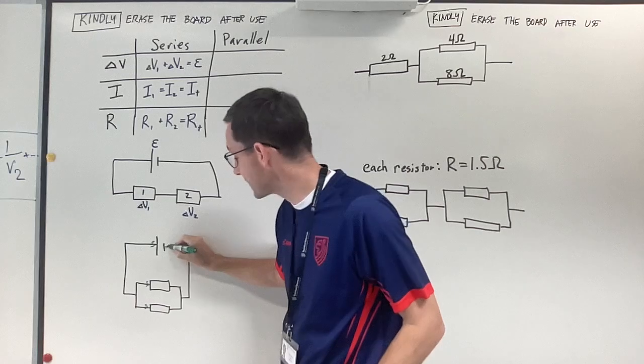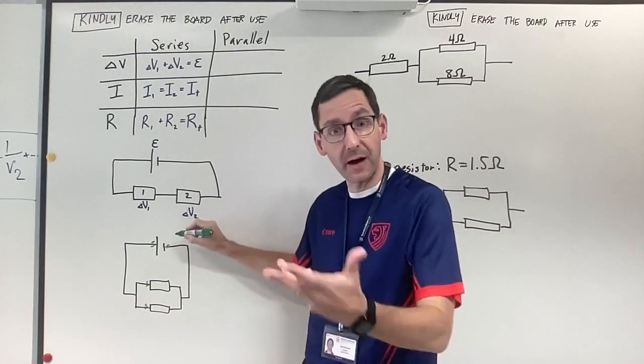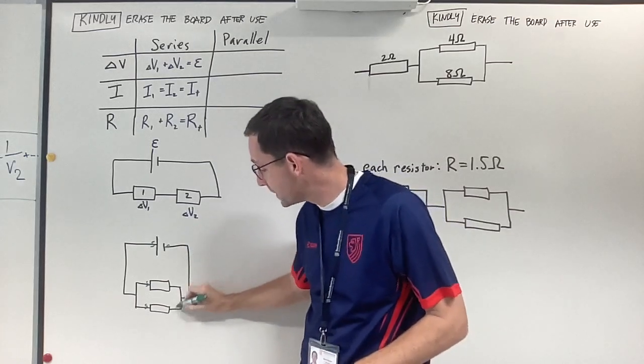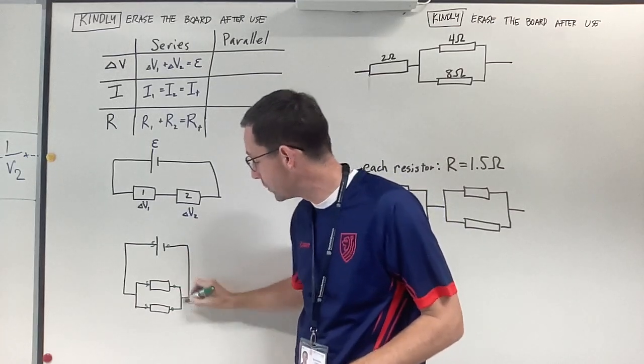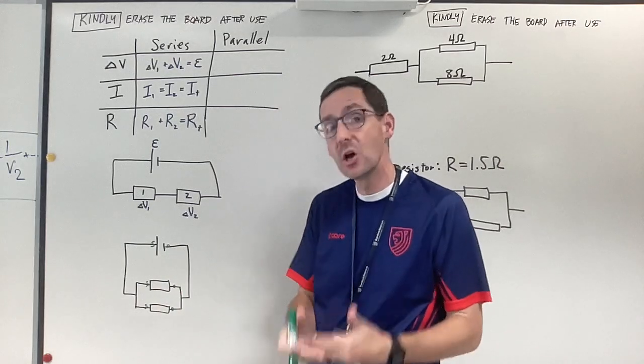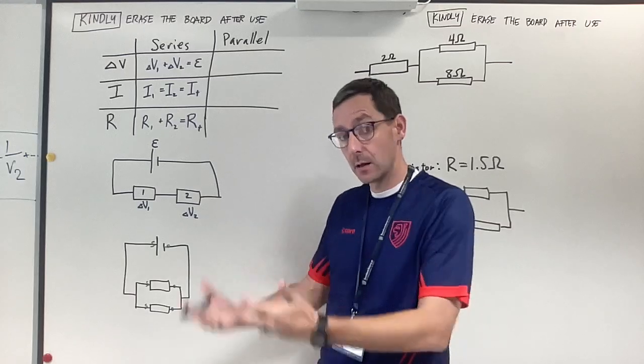Which means exactly the same thing on the other side. If this is 0 because it's a 5 volt battery, 5 volts of potential, then everything along here will also be 0. That will be 0, that will be 0, and so therefore the potential difference across each of my resistors will be equal to the potential difference being provided by the cell.